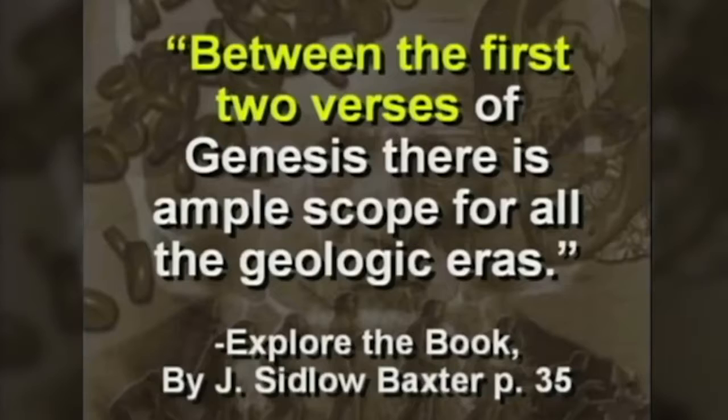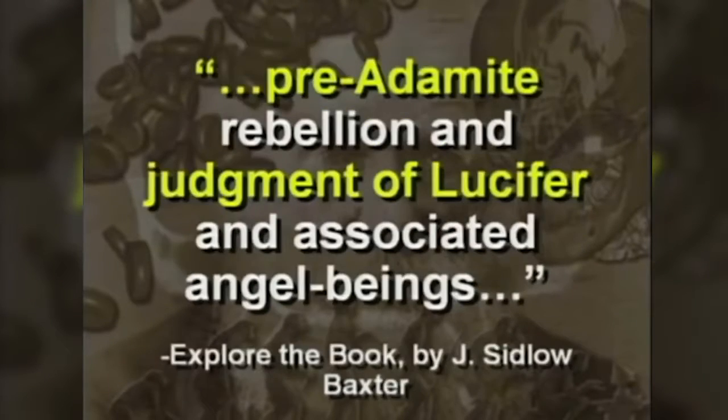That's what I was taught when I went to Bible college. That's what the Scofield Reference Bible teaches too. They say between the first 2 verses of Genesis, there is ample scope for all the geologic eras. They say there's a pre-Adamite rebellion and the judgment of Lucifer happened. Now, just a minute. Was anybody here before Adam? Was there a pre-Adamite rebellion? And exactly when did Lucifer get judged and fall from heaven? Well, we better see what the Scripture says.